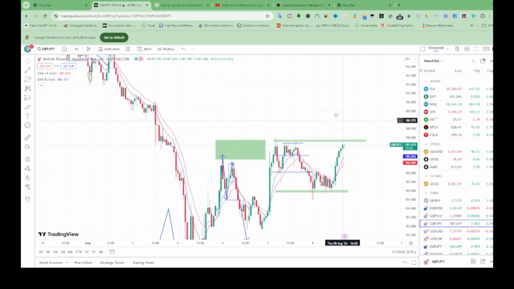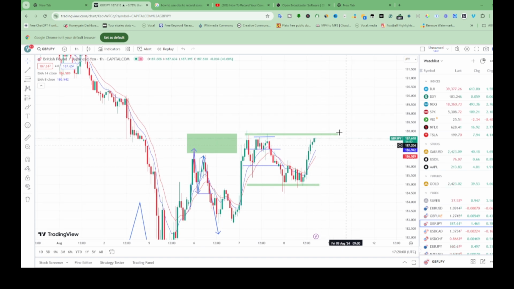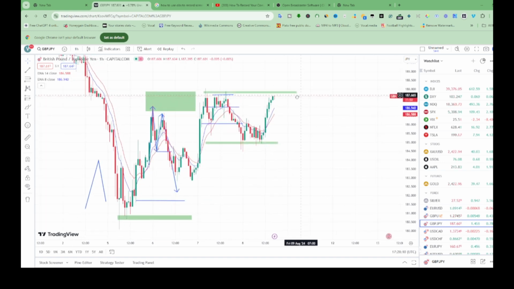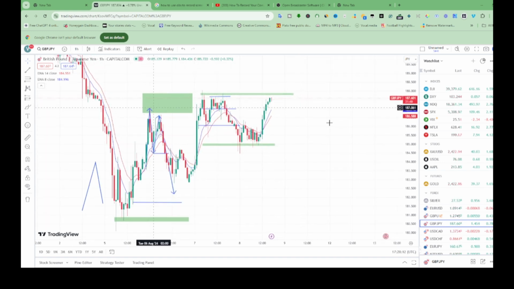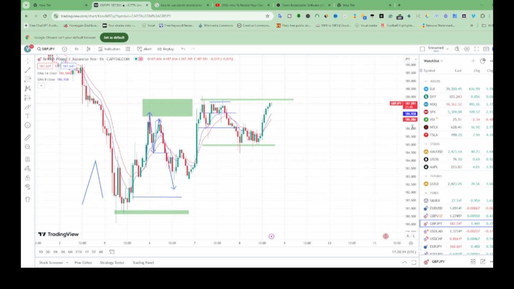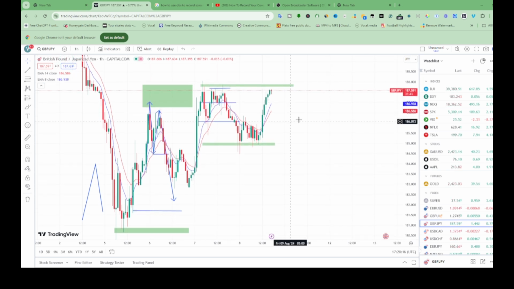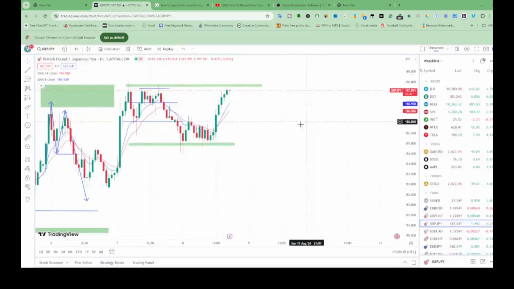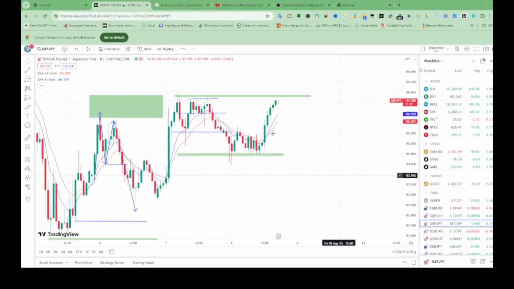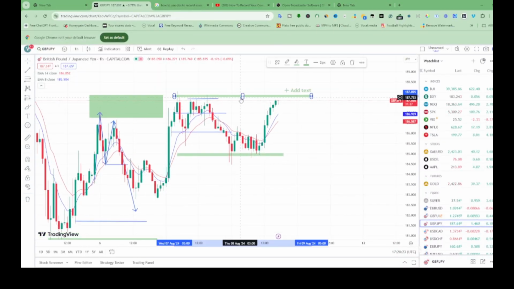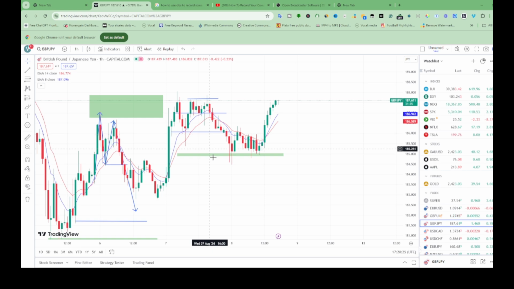Now let me remove all this so that I can show us how we got to this place. When you're analyzing the market, you have to draw your trend lines and all that. Remember, I told us that we use the chart and the candlesticks. This is the chart. These are the candlesticks, the red and the green.